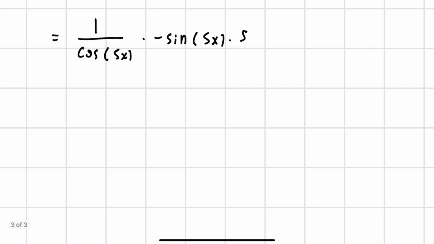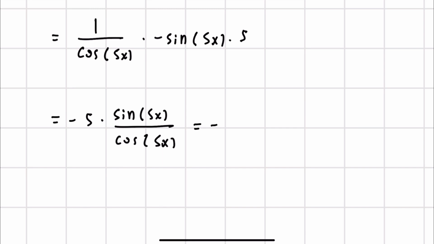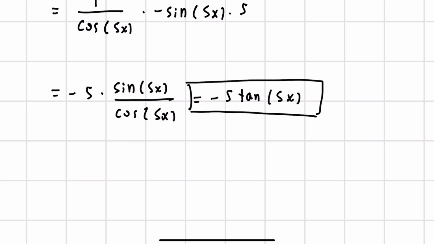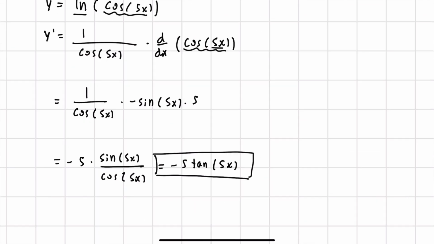And this simplifies to minus 5 times sine 5x over cosine 5x. And this is equal to minus 5 times tan 5x. And here would be our final answer.